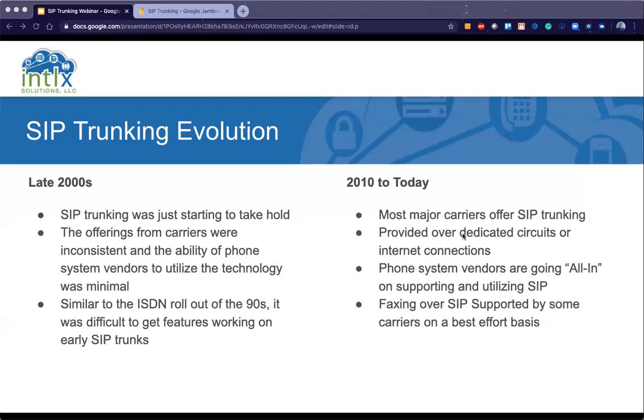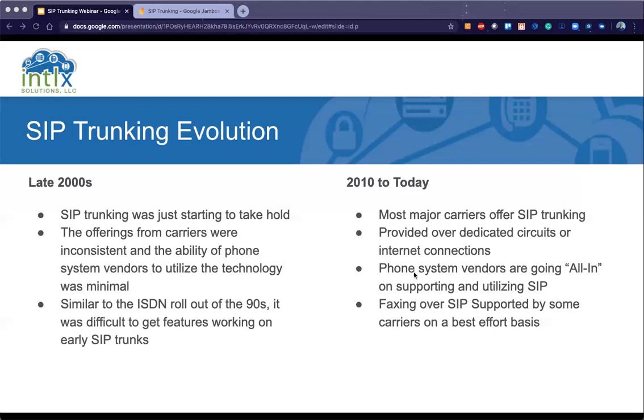We see a lot of customers saying, hey, I don't want to pay $300, $1,000, or $3,000 for a recurring monthly connection to CenturyLink or to Verizon. I'd rather just use my existing internet connection. Can I do that? And the answer is, yeah, you absolutely can.